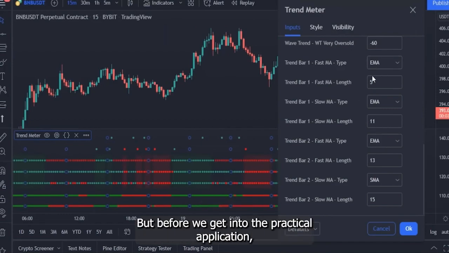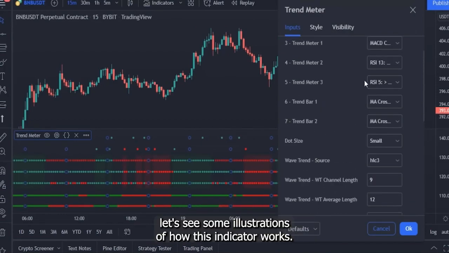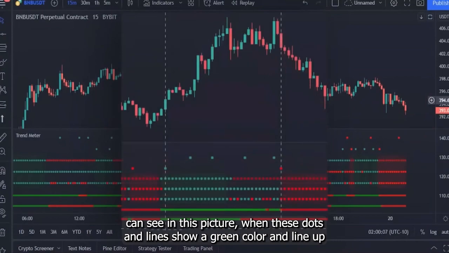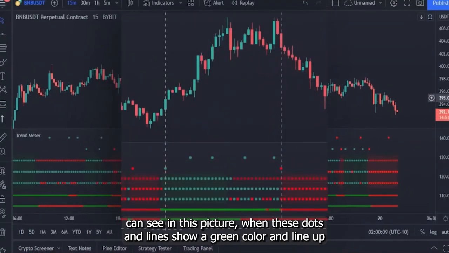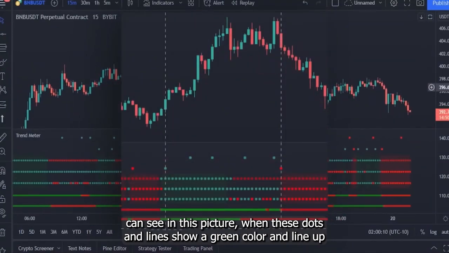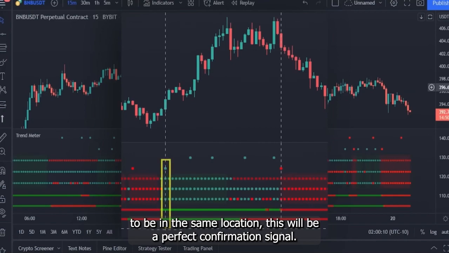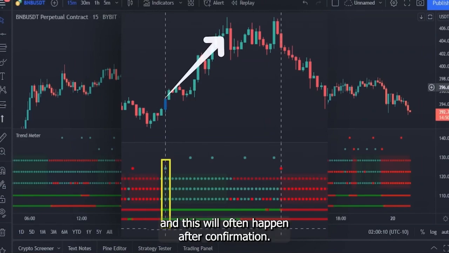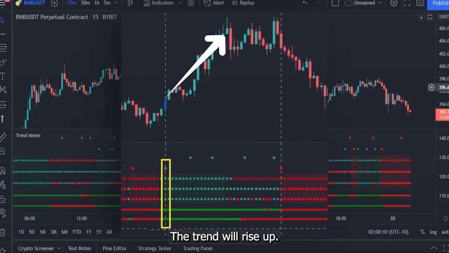But before we get into the practical application, let's see some illustrations of how this indicator works. As we can see in this picture, when these dots and lines show a green color and line up to be in the same location, this will be a perfect confirmation signal. As for the candle above them, it will be the entry candle. And this will often happen after confirmation. The trend will rise up.